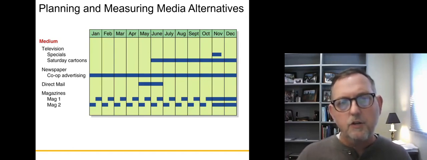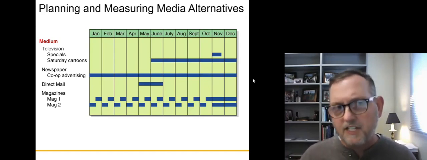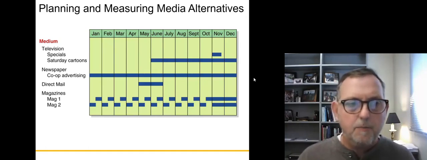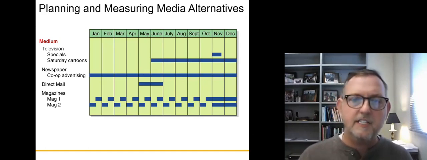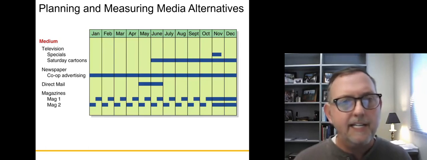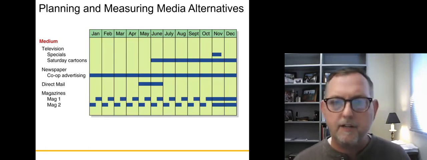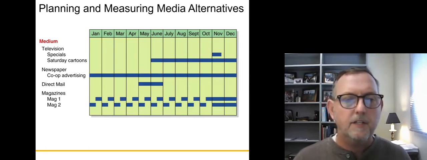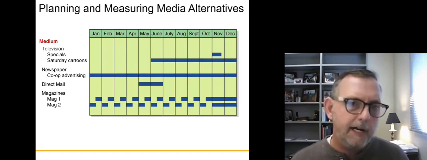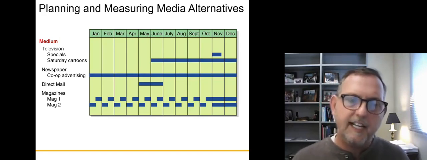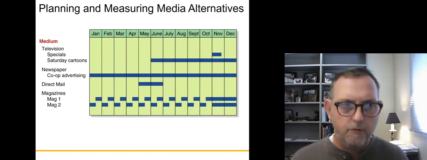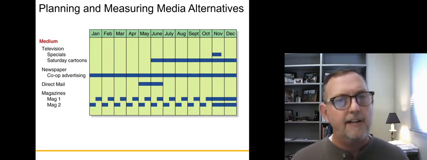But also in the calendar, we'll show this idea of continuity, whether it's continuous, like newspaper co-op advertising. You see how we're going to put money into that each month throughout the calendar year. And so that's a continuous buy. And the blue lines, again, represent money we're putting into the budget for these activities.